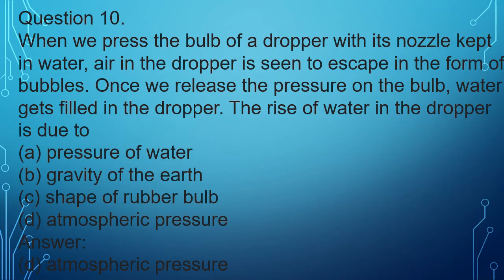Dear children, here is your 10th question. When we press the bulb of a dropper with its nozzle kept in water, air in the dropper is seen to escape in the form of bubbles. Once we release the pressure on the bulb, water gets filled in the dropper. The rise of water in the dropper is due to, they had given 4 options here: pressure of water, gravity of the earth, shape of rubber bulb, and atmospheric pressure. The right answer for this is atmospheric pressure.